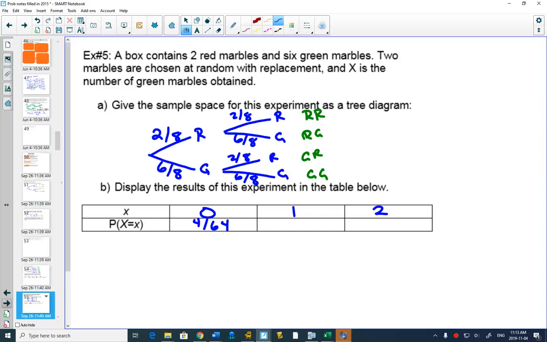One green marble, there's 2 cases. Okay, I'm just going to write the probabilities right here beside. Are you okay that this is 4 out of 64? 2 times 6 makes this 12 out of 64. This one 12 out of 64. And 6 times 6, 36 out of 64.